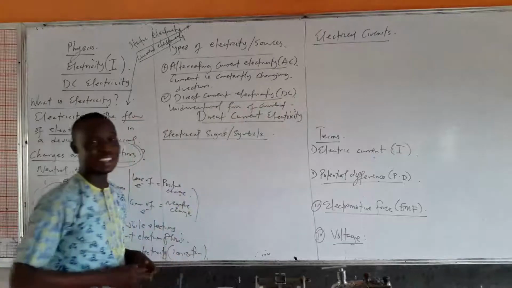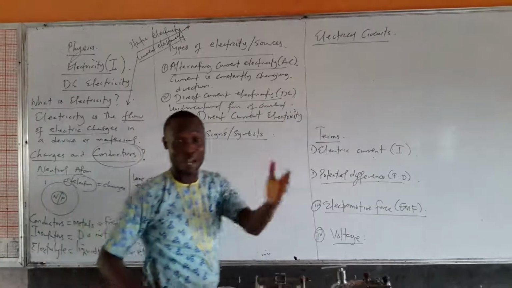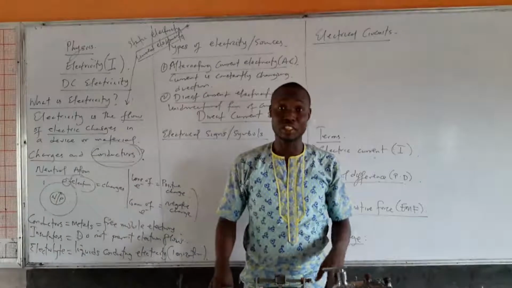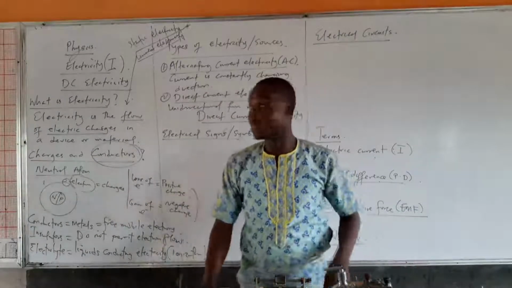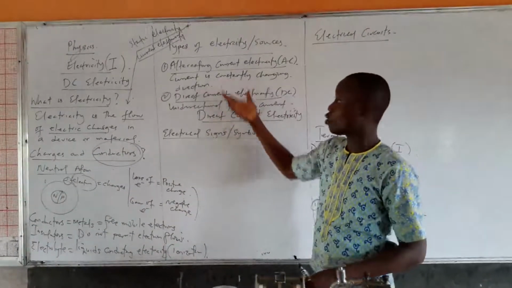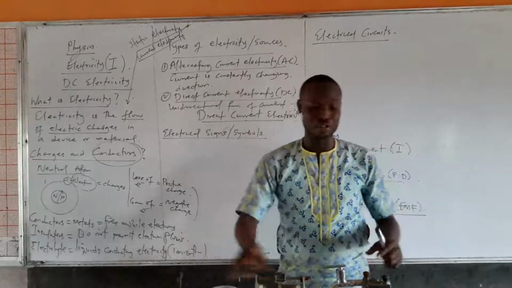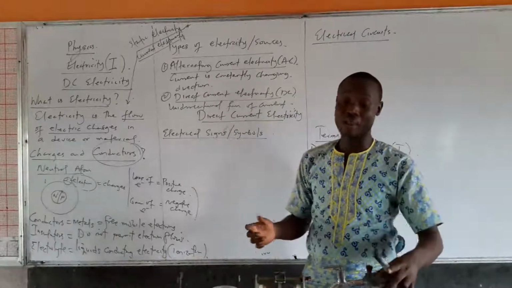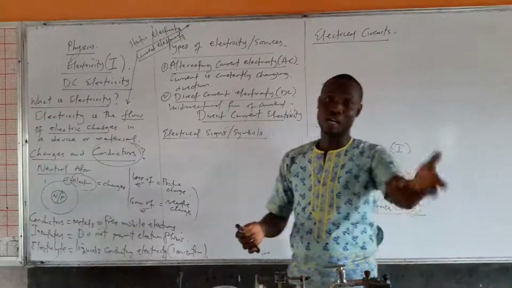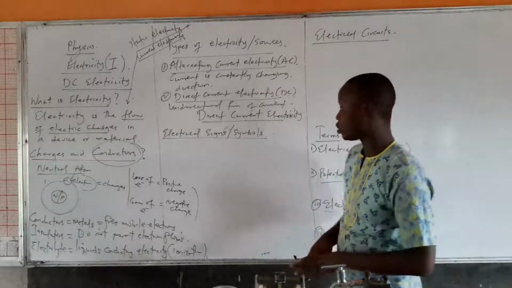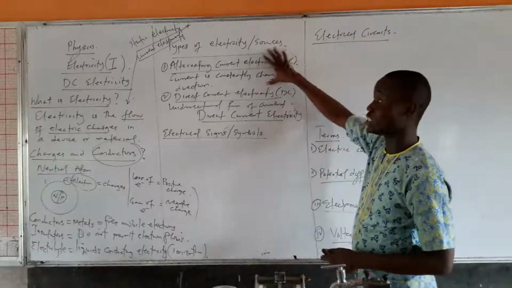So AC is the popular one you use, the one supplied by the national grid, by the PHCN or whatever you call them. That one is the AC, alternating current. While the DC is the one you get from your battery or your cells, the one you get from your car battery or the cell or battery you buy from the roadside technician. That is your AC and your DC.